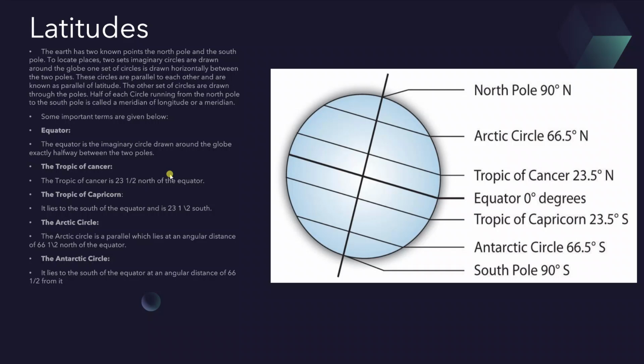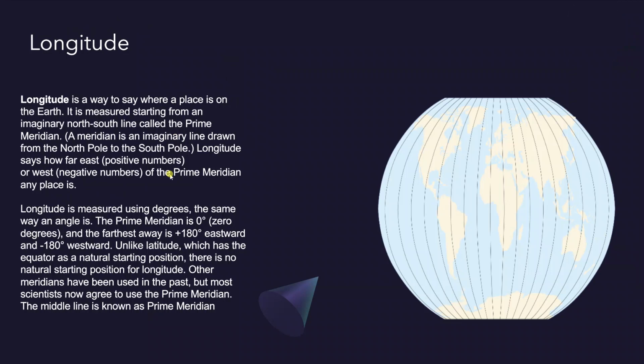Do you know what the next slide is? Yes, you guessed it right. Longitude. Longitude is a way to say where a place is on the earth. It is measured starting from a meridian. A meridian is an imaginary line drawn from the North Pole to the South Pole. Longitude says how far east, positive numbers, or west, negative numbers, from the prime meridian any place is.